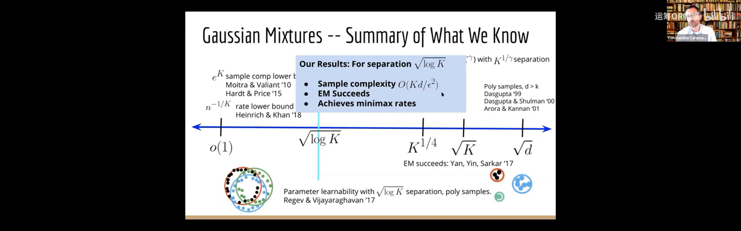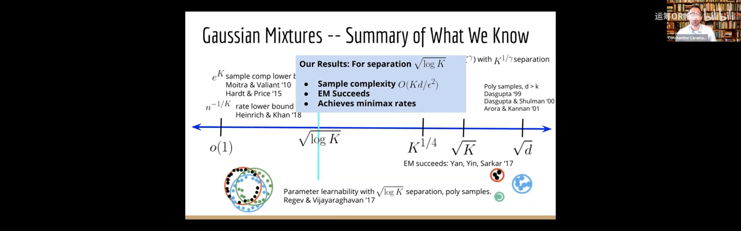So this is telling us two things. First of all, it's telling us that the sample complexity has the right scaling. Again, I'm hiding some log factors here. Basically, it's just the number of parameters divided by epsilon squared, and we know that's certainly the best that we can do. And also we can see that we achieve minimax rates because we're achieving the parametric learning rate.